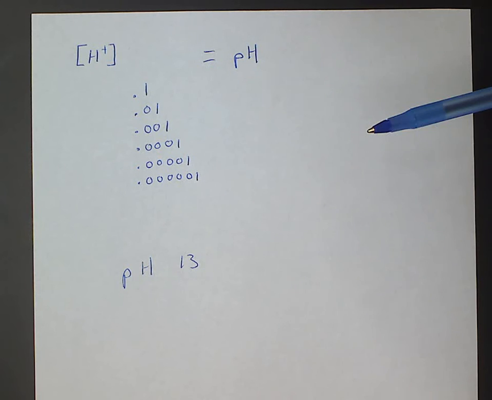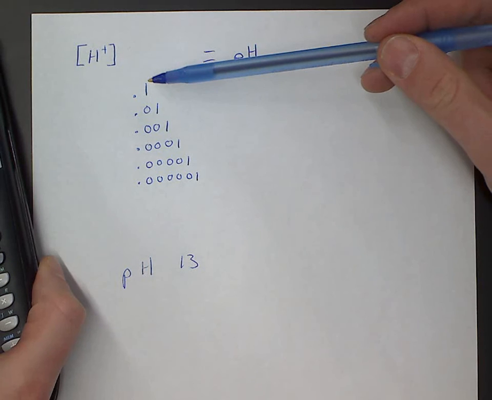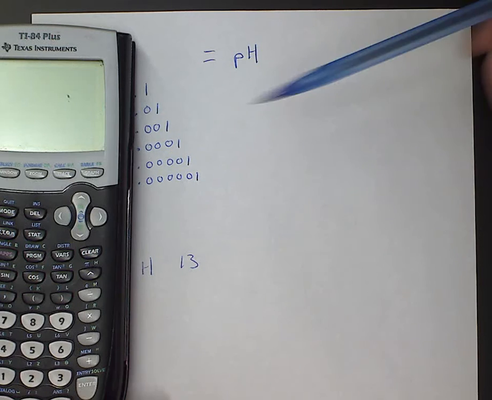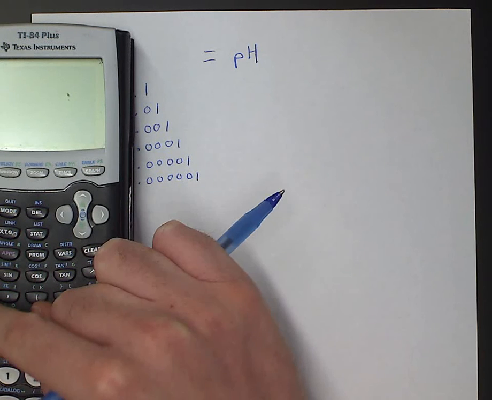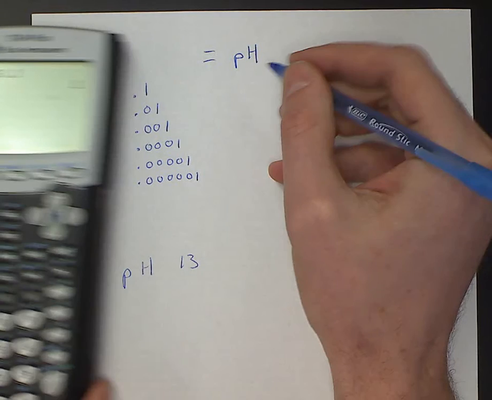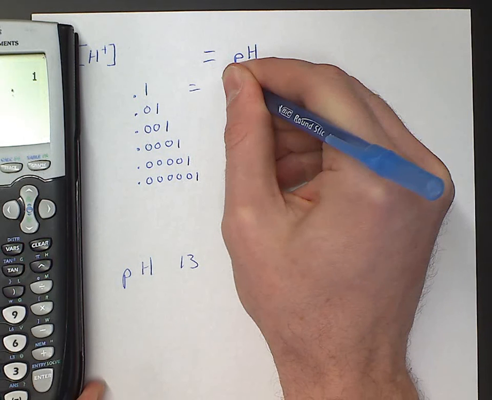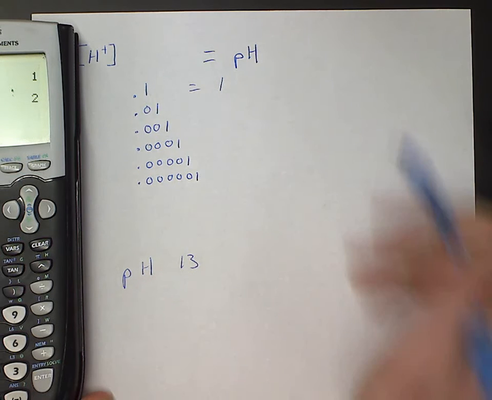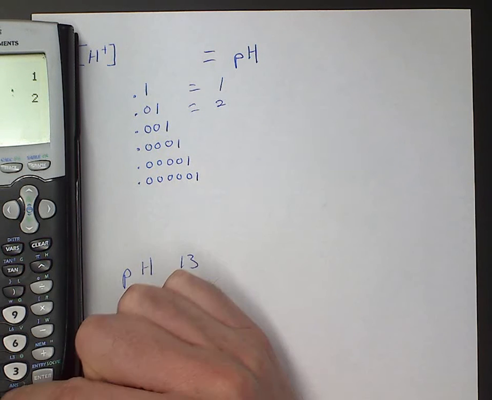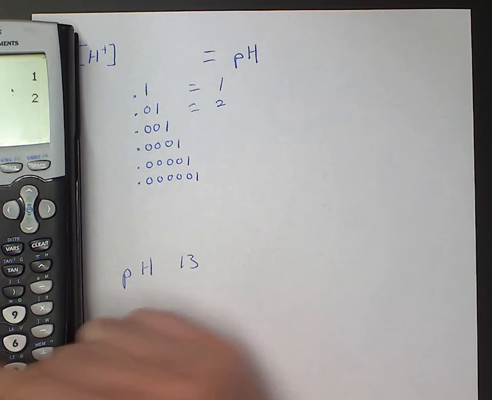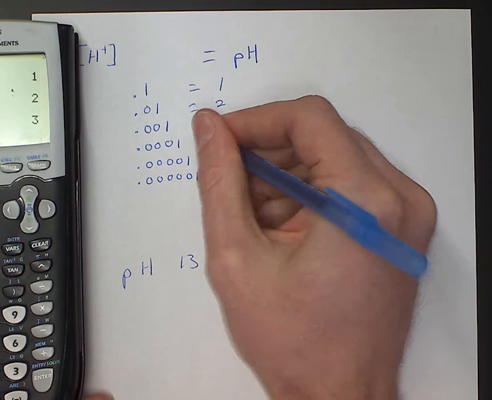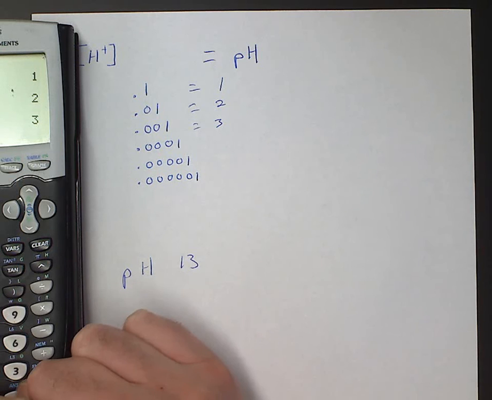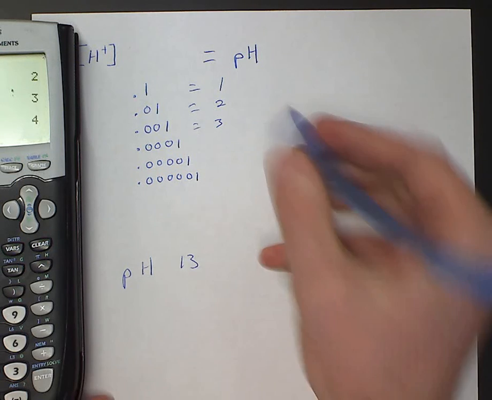I want you to watch something as I do the negative logs of the different concentrations here and see if you see the trend. I'm going to start off with 0.1. Negative log of 0.1 gives me a pH of 1. Negative log of 0.01 gives me a pH of 2. Negative log of 0.001 gives me a pH of 3. Negative log of 0.0001 gives me a pH of 4.